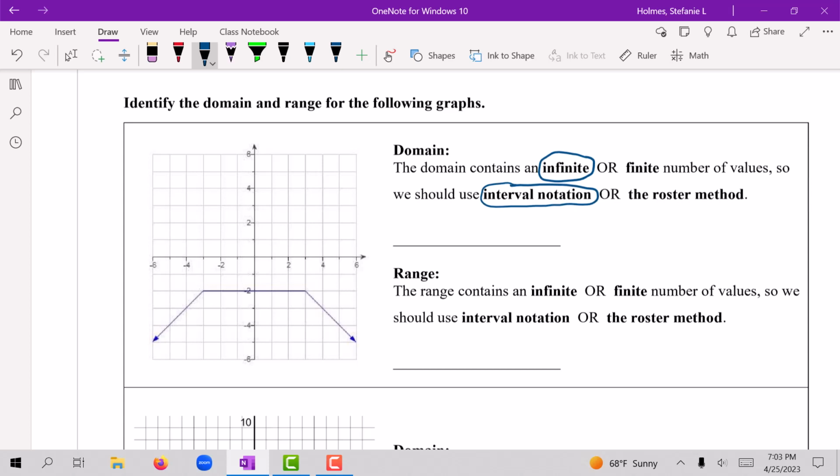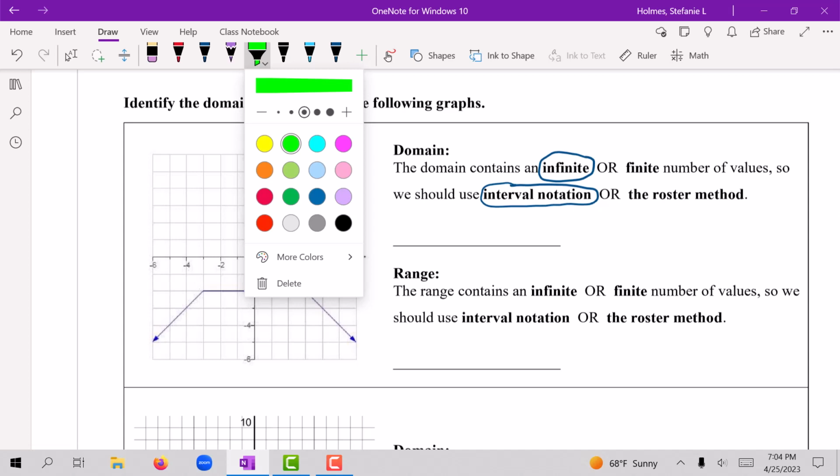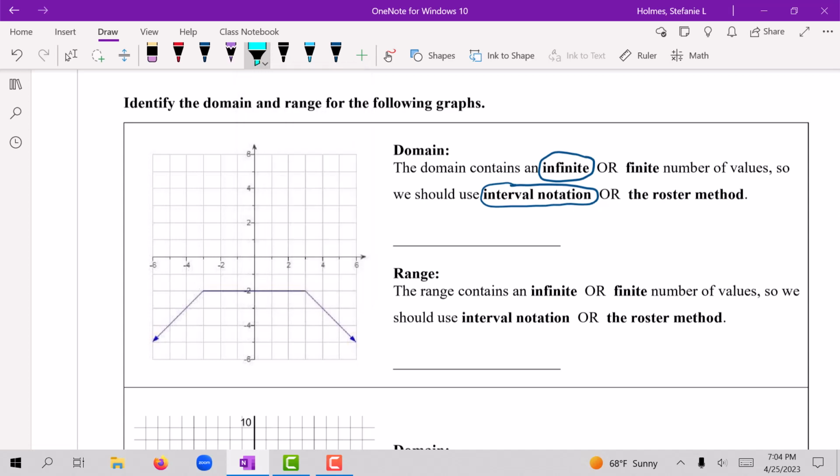So what is our domain? So the domain here, we need to put the x values. So where does it start looking from left to right? We should start at the left. Well, it goes all the way here. And it starts here and goes all the way across.